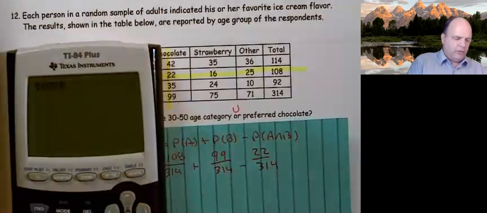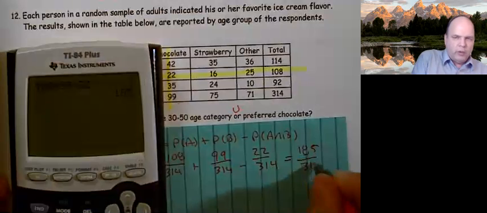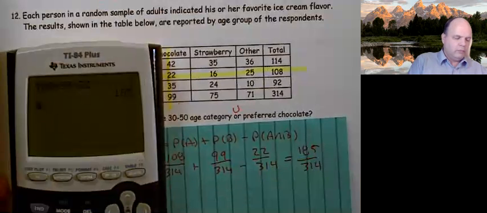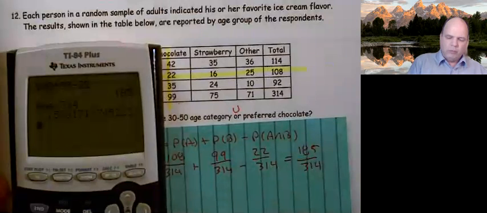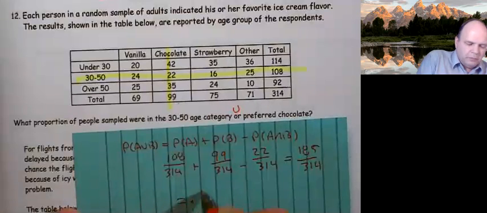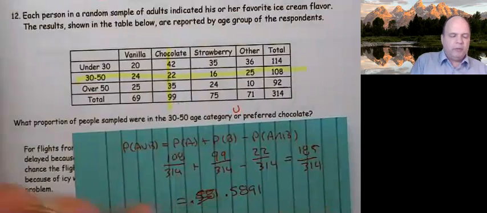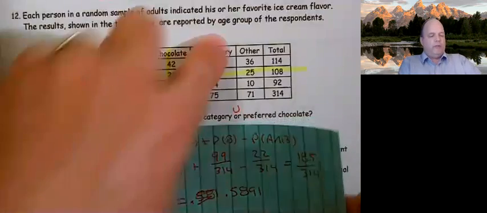So 108 plus 99 minus 22 equals 185 over 314. And I get 0.5891 or 0.5892. It's up to you. Either one receives full credit.